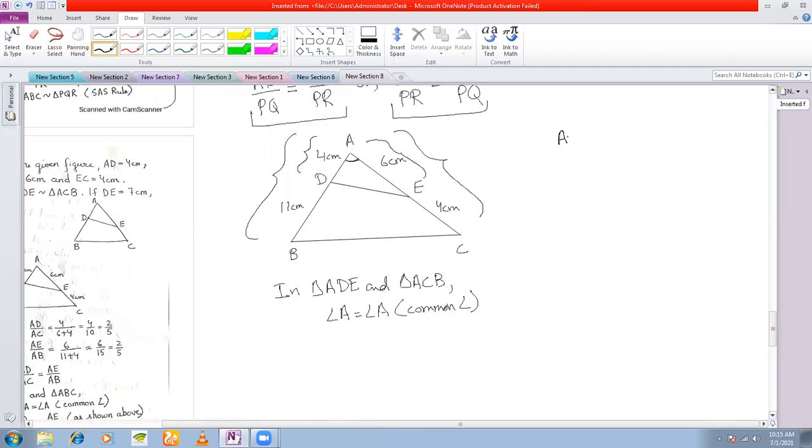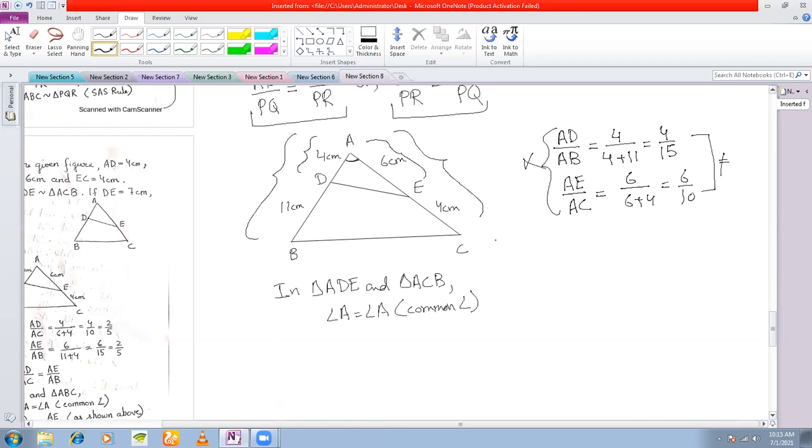Let's try out AD by AB. How much is this? This is 4 by 4 plus 11, which is equal to 4 by 15. So we've got AD by AB. Next, let us try out AE by AC. AE by AC is 6 divided by 6 plus 4, which is equal to 6 by 10. Are these two equal? They are not equal, right? So therefore, we will quit this.